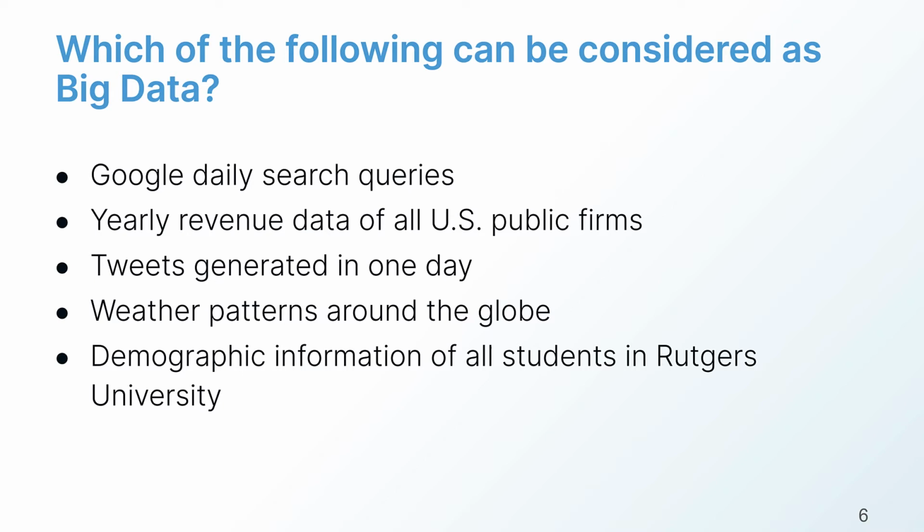Third, tweets generated in one day. This is similar to Google daily search queries, so this is considered as big data. Next, weather patterns around the globe. This is considered as big data. Last one, demographic information of all students in Rutgers University. This dataset can still be dealt with by our common analytics tool, so this is not considered as big data.